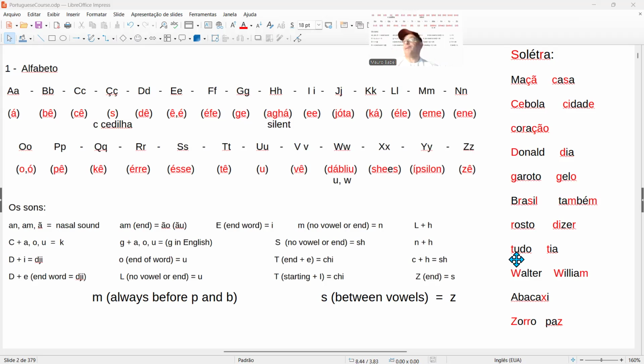This one, T-U, nothing special. D-O, tudo. O alone at the end of the word sounds like U. Tudo. Again. One more time. Tudo means everything.